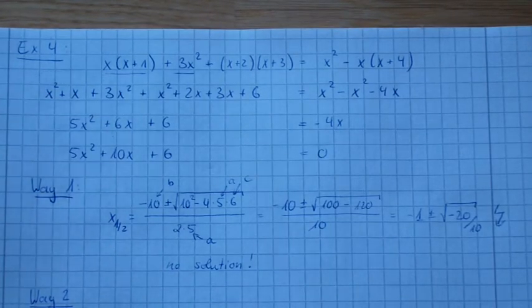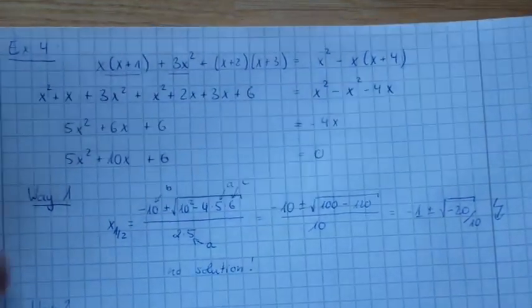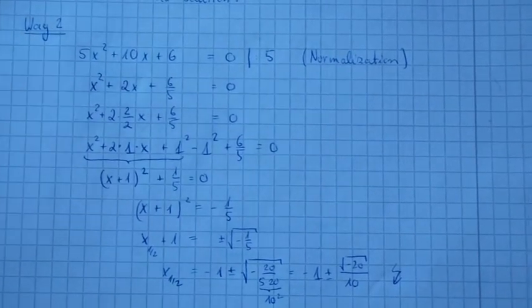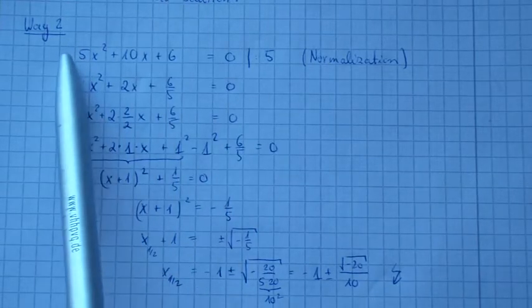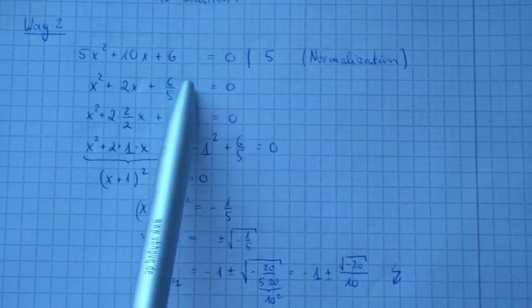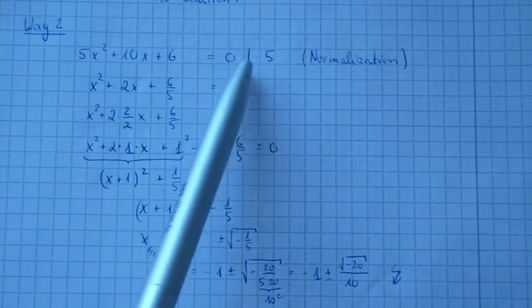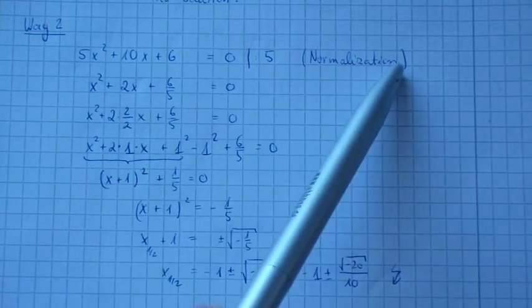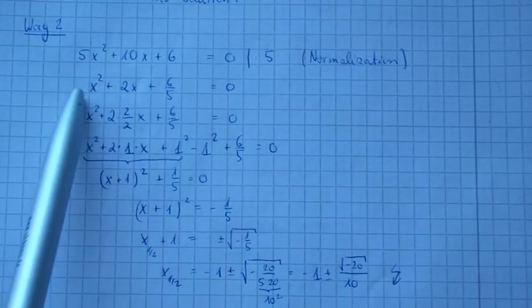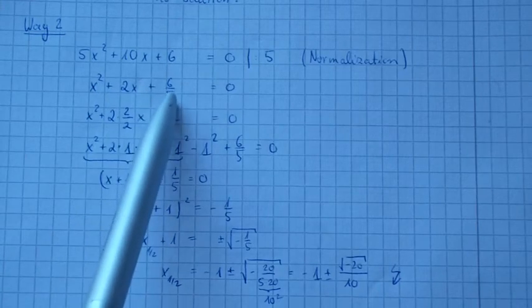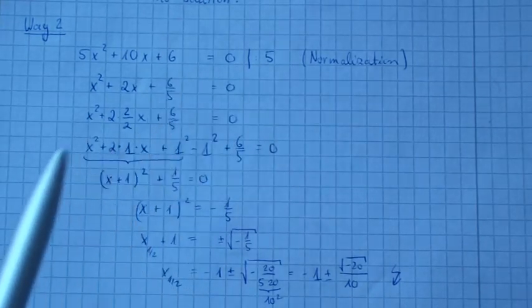Now this was the first way. Now let's look at how this looks if we go for the second way. This is just completing the square. First we have written down this, so 5x squared plus 10x plus 6. We normalize this by dividing by 5, because this is the quadratic coefficient. We normalize this and you get 1 because it's 5 over 5. x squared plus 2x plus 6 over 5 equals 0.